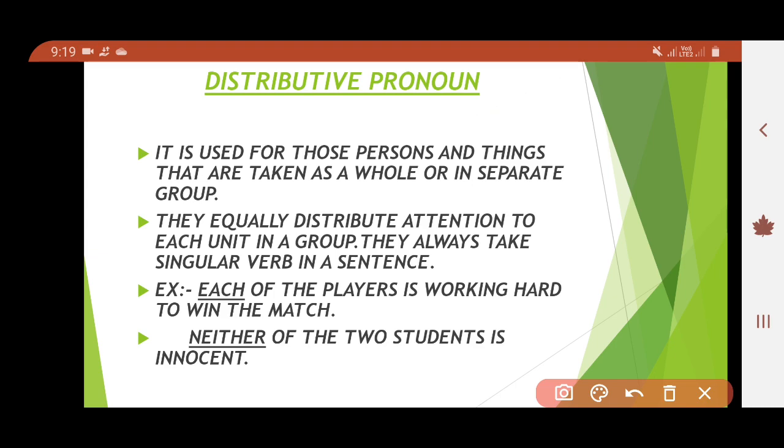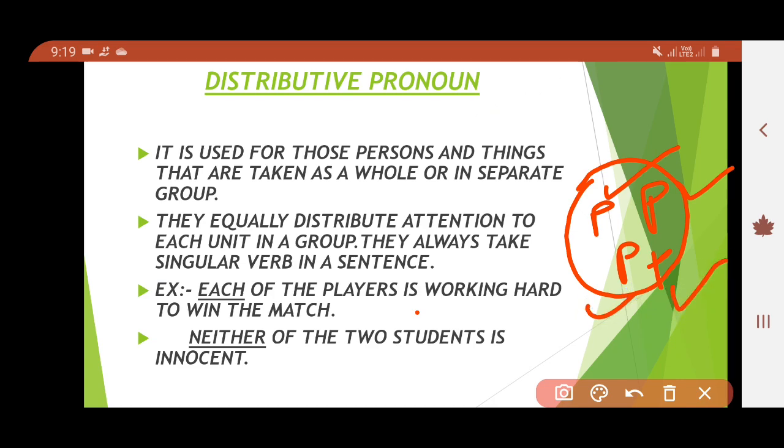Each of the players is working hard to win the match. See, now when we play, what happens? There is always a group. Yes or no? When we play in a group, then in that group we have different players. So here in this example, it is said that each of the players is working hard. That means it is not talking about one single player, it is talking about each of the players, all the players present in the group. The example says that each of the players is working hard to win the match.